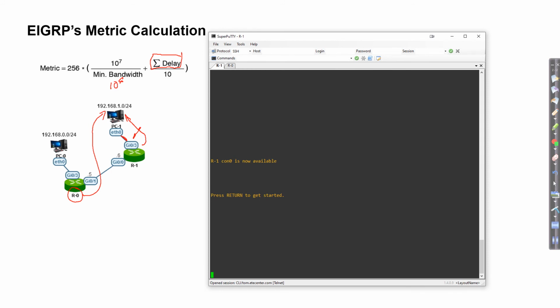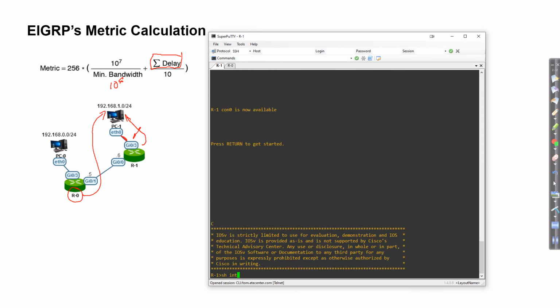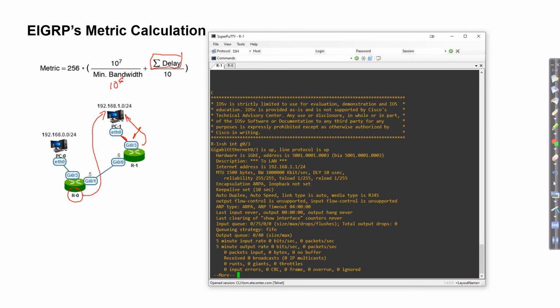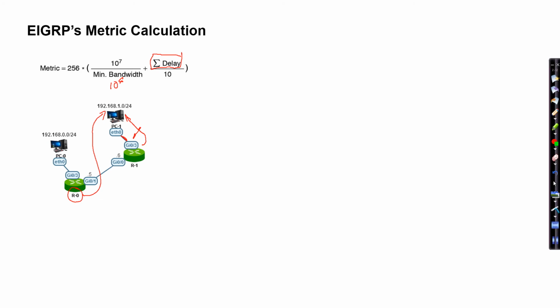I'm here in router 1, so show interface gigabit 0/3, and you can see here the delay is 10 microseconds. So let's put that into our formula. We have a 10 here, so let's rewrite this: equal to 256 multiplied by 10 to the 7 divided by 10 to the 6, which is 10, plus 10 divided by 10, which is 1. So 256 multiplied by 11, which is equal to 2816. Let's log back into router 1 to see if that number is true.